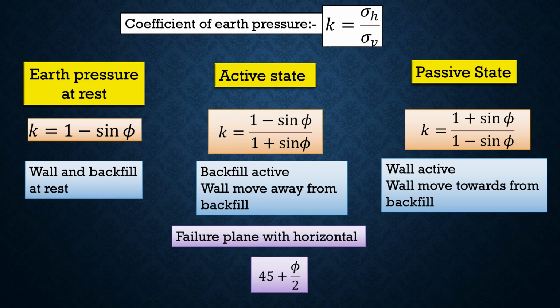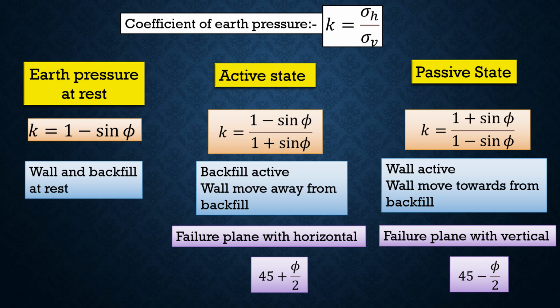Then the third condition, which is related to angle: the angle of failure plane with the horizontal. Here horizontal is nothing but the major principal plane. So the angle of the failure plane with the horizontal plane is 45 plus phi by 2. The second condition, for the passive state, is the failure plane with the vertical. In case of the passive state, the vertical plane is the major principal plane. So the angle of the failure plane with the vertical plane is 45 minus phi by 2. So this is the condition about the active and passive states and earth pressure at rest.